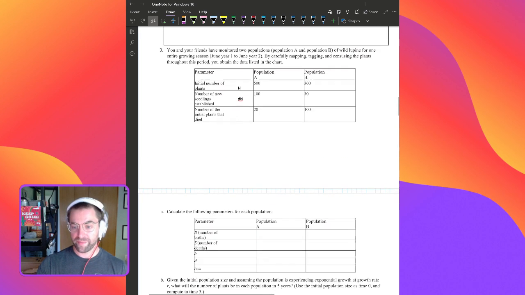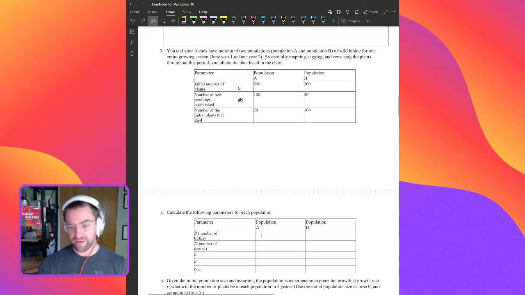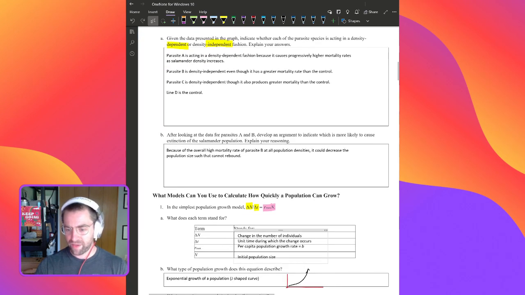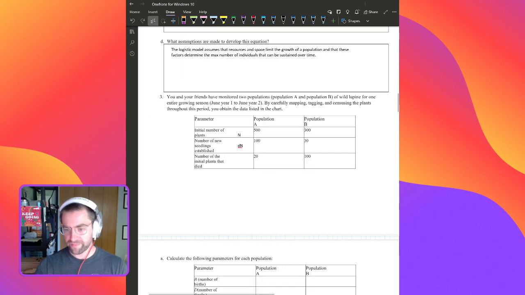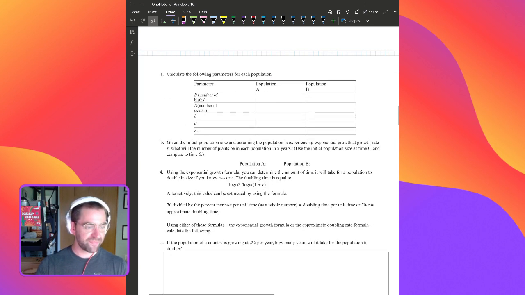Calculate the following parameters for each population. We have B, the number of births, D, the number of deaths, and then we have little b, little d, and R max. So R max is familiar. This is the per capita change in population, right? Yep, per capita population growth rate. And I'm wondering if that's what this little b is, but I'm not certain about that just yet. So let's dive a little bit deeper here.